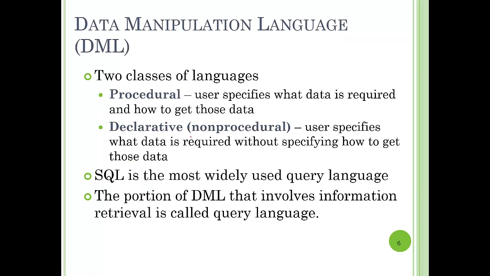There are 2 types: procedural and non-procedural, or declarative. In procedural, the user specifies what data is required and how to get that data. So here the user is going to mention the procedure also. Now, not just a query: I want only all the students who have scored 60% marks. This is declarative, non-procedural. I'm not providing any details or procedure or function to the database to retrieve that data. So that is declarative.